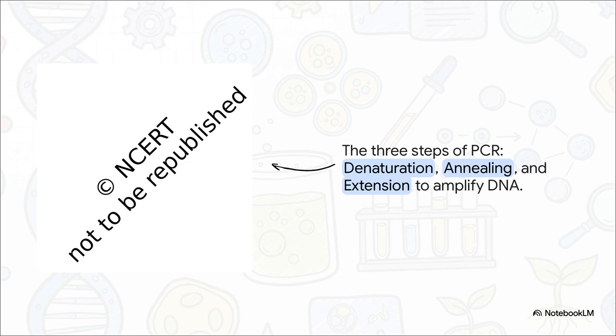First, you heat the DNA to separate the 2 strands. That's denaturation. Then you cool it so small DNA primers can bind. That's annealing. Finally, a special heat-stable enzyme adds new nucleotides to build a new strand. That's extension. Repeat that cycle 30 times, and your one copy of a gene becomes over 1 billion copies.